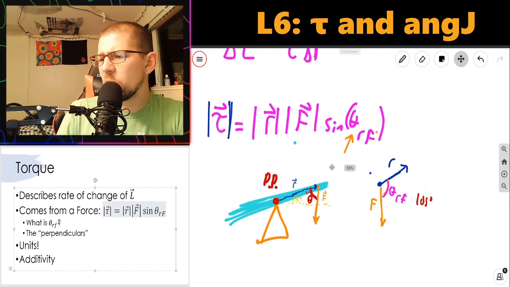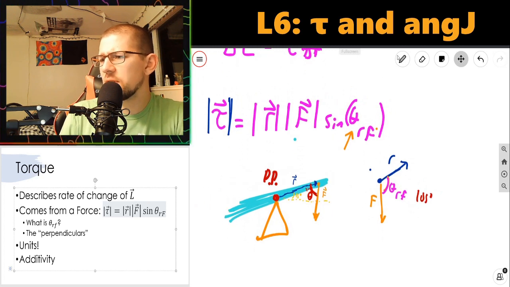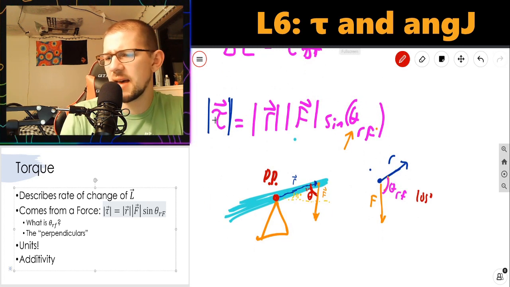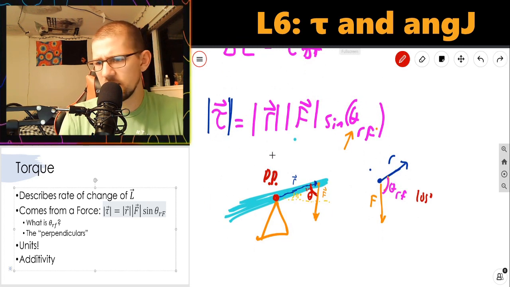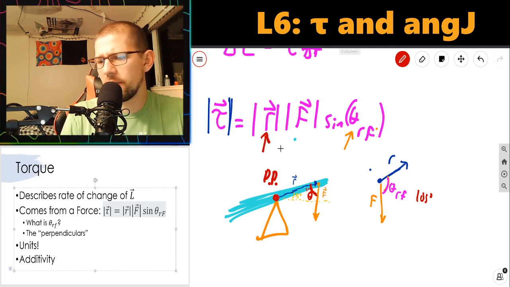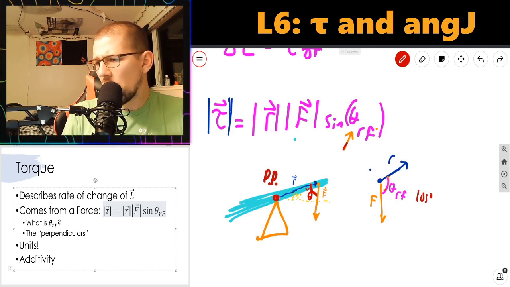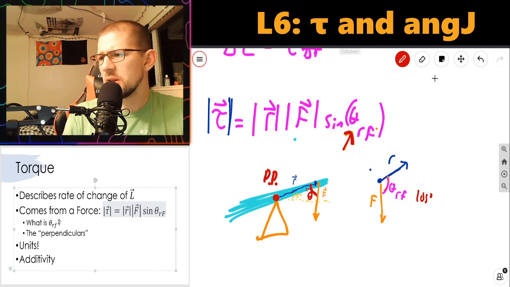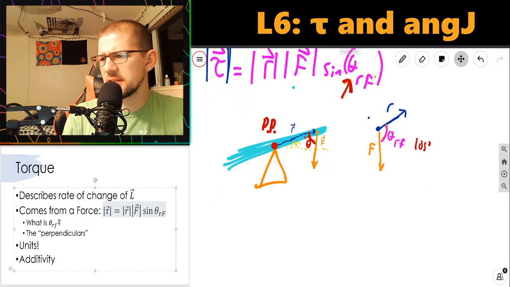Okay, now intuitively, what this formula tells me is that torque increases the farther away I apply my force, the farther away R is, the greater the force, and the more perpendicular my force is to my displacement vector. Okay, so imagine this for a second.